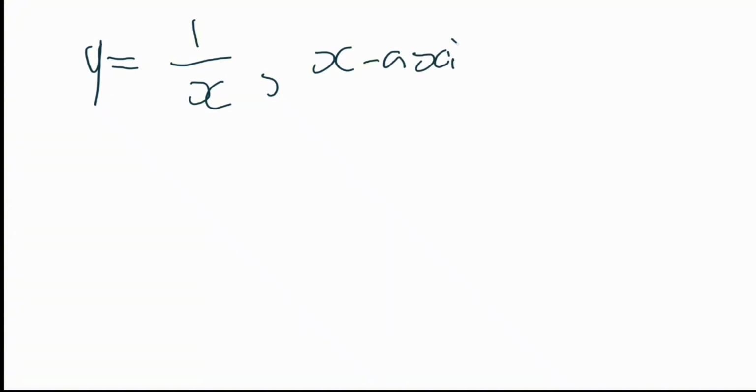For our next question, we are going to do this. Y equals 1 over x rotated about the x-axis from x equals 1 to x equals 3.